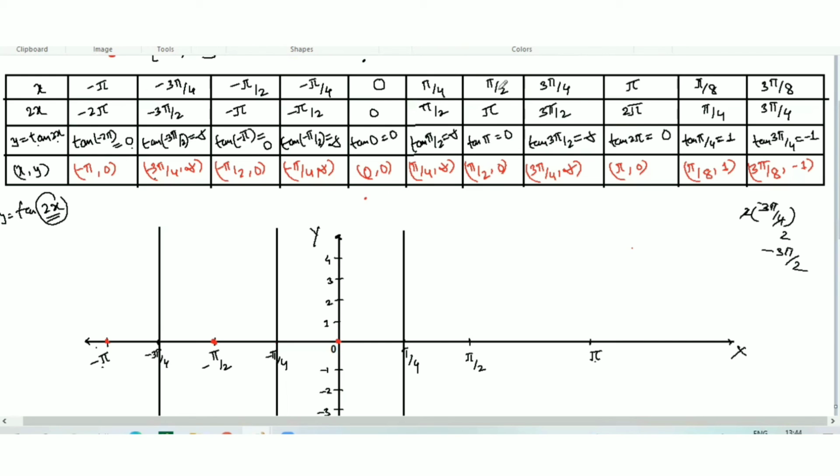Now the next point is pi over 2. Then 2 times pi over 2 is pi, and tan of pi is 0. So what is the coordinate point? Pi over 2, 0. So pi over 2 will be here. Now the next coordinate point I have taken is 3 pi over 4. 3 pi over 4 will come here between pi over 2 and pi. So here it will be 3 pi over 4.